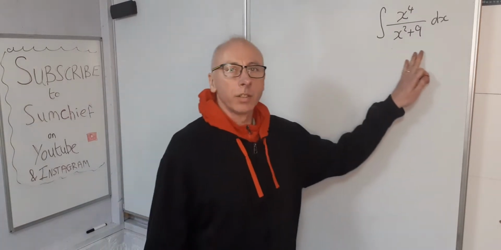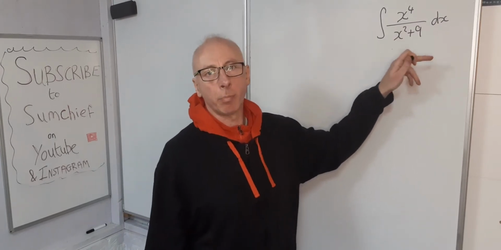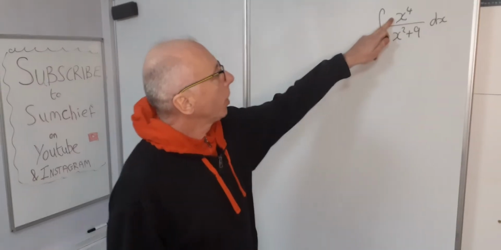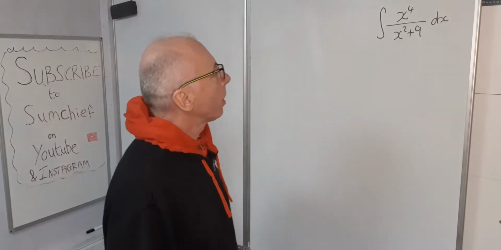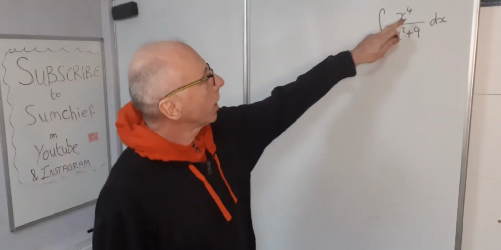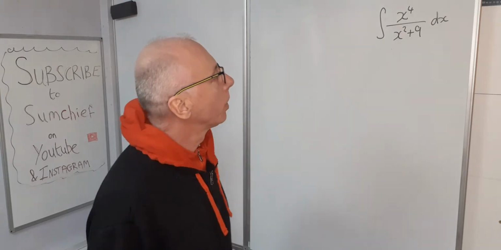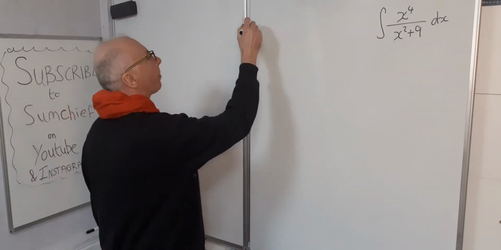Okay, so today we're going to integrate x to the power of 4 divided by x²+9 with respect to x. So polynomial on the top, polynomial on the bottom. So where are we going to start? Well, we can see that this one's to the power of 4, this one's to the power of 2. So it's looking like polynomial long division. So let's start with that.